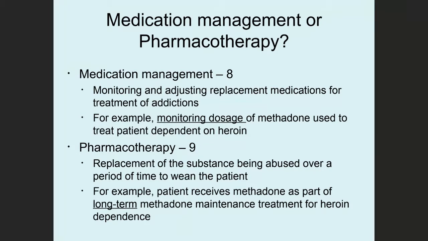Pharmacotherapy, character 9, is more long-term. This is to wean the patient from the substance. For example, a patient receives methadone as part of a long-term methadone maintenance treatment for heroin dependence. So if it's just monitoring the dosage, it's an 8. If it's more long-term to wean the patient from the substance, it's pharmacotherapy.